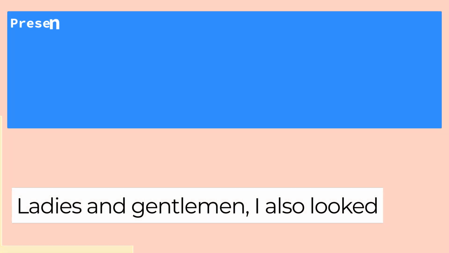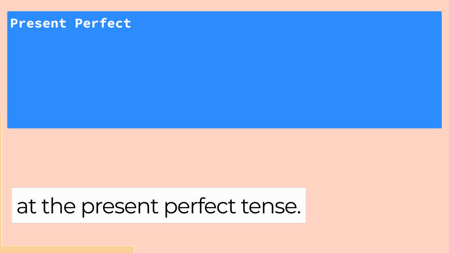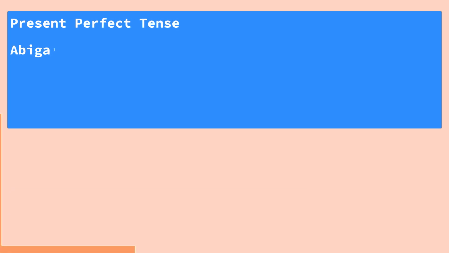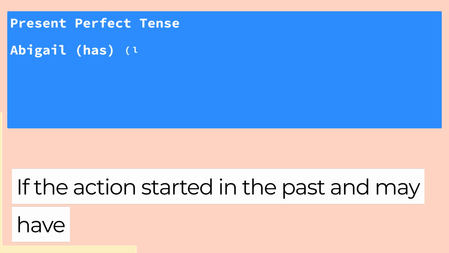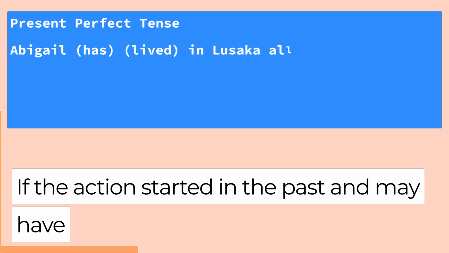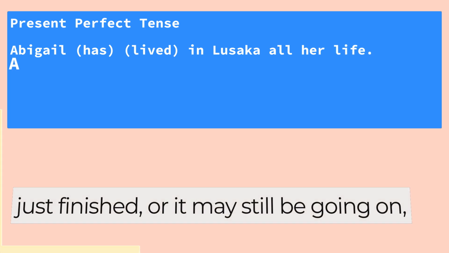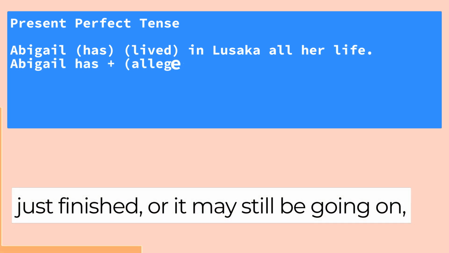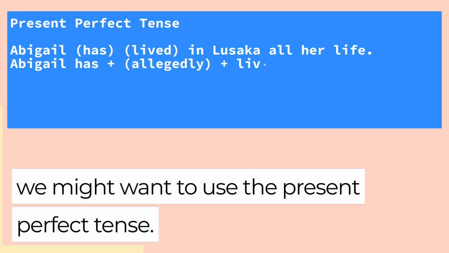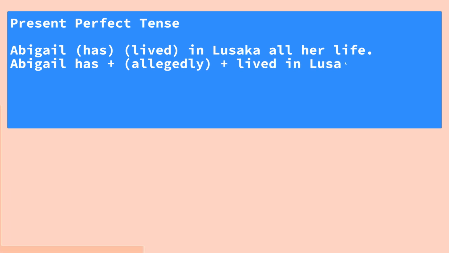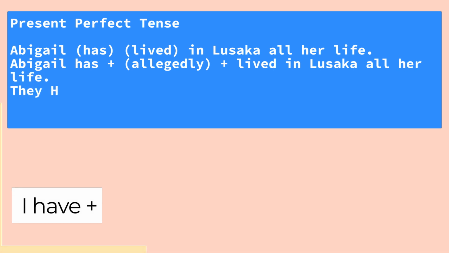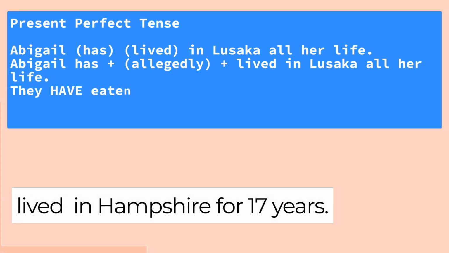Ladies and gentlemen, I also looked at the present perfect tense. If the action started in the past and it may have just been finished or it may still be going on, we might want to use the present perfect tense. I have lived in Hampshire for 17 years.